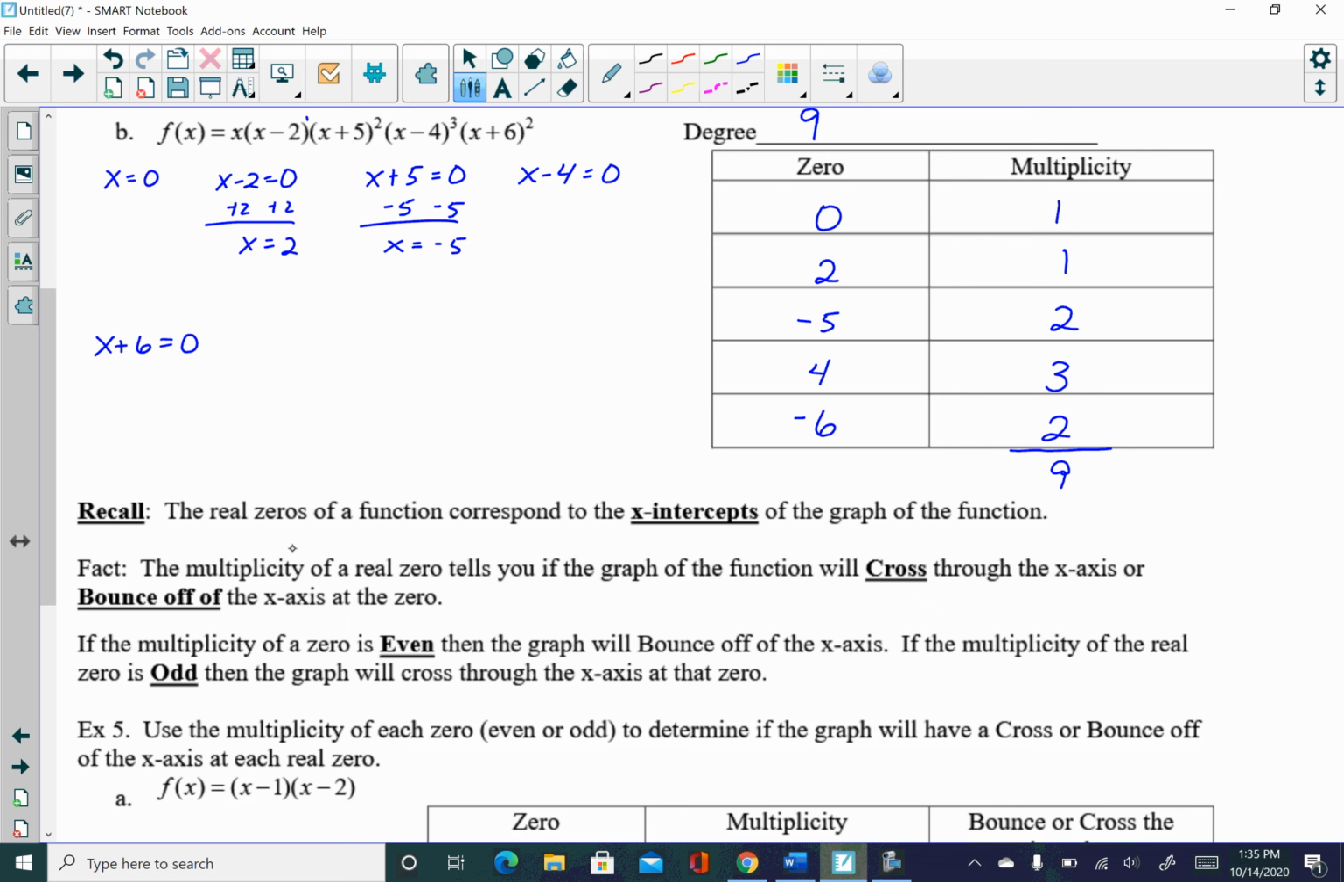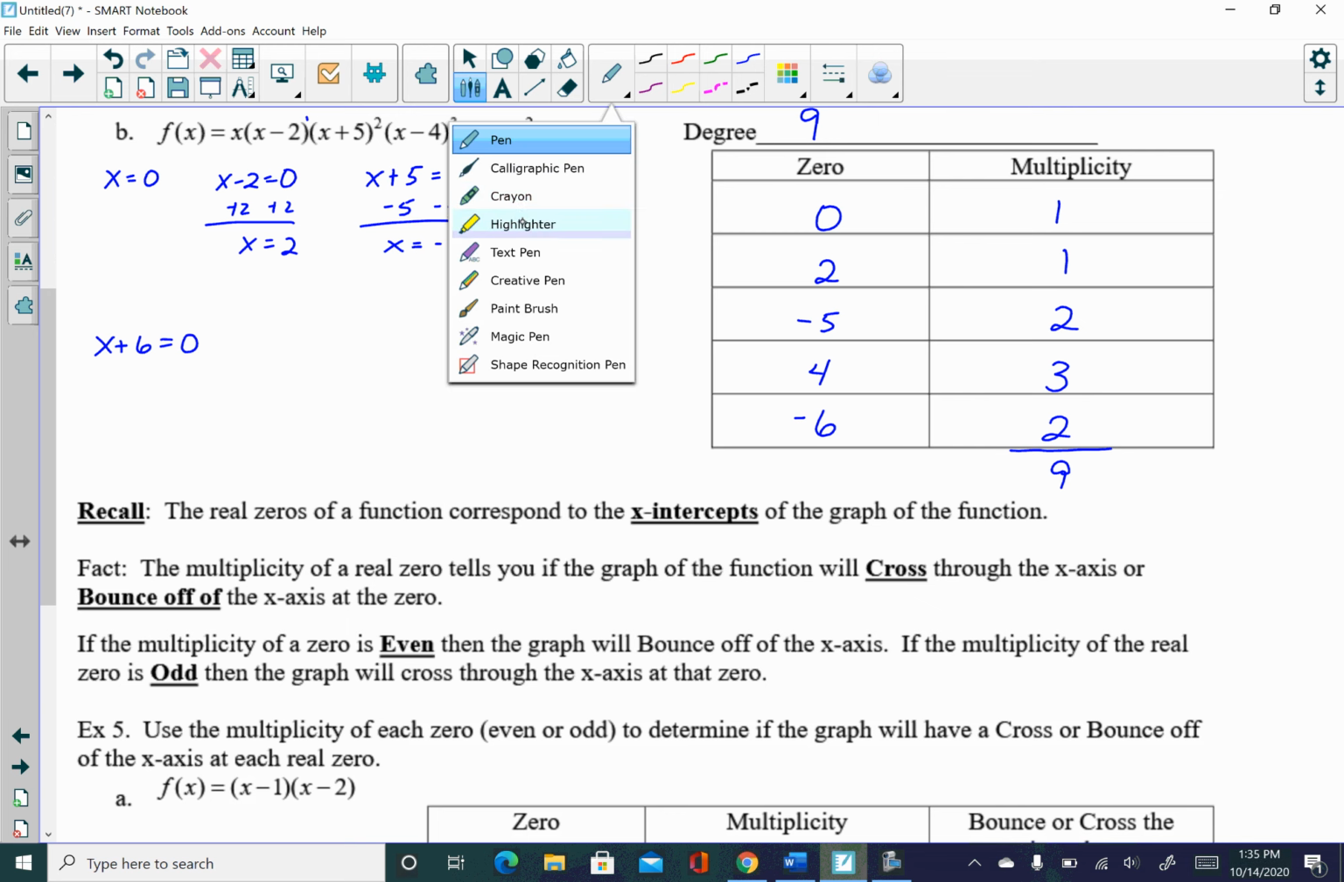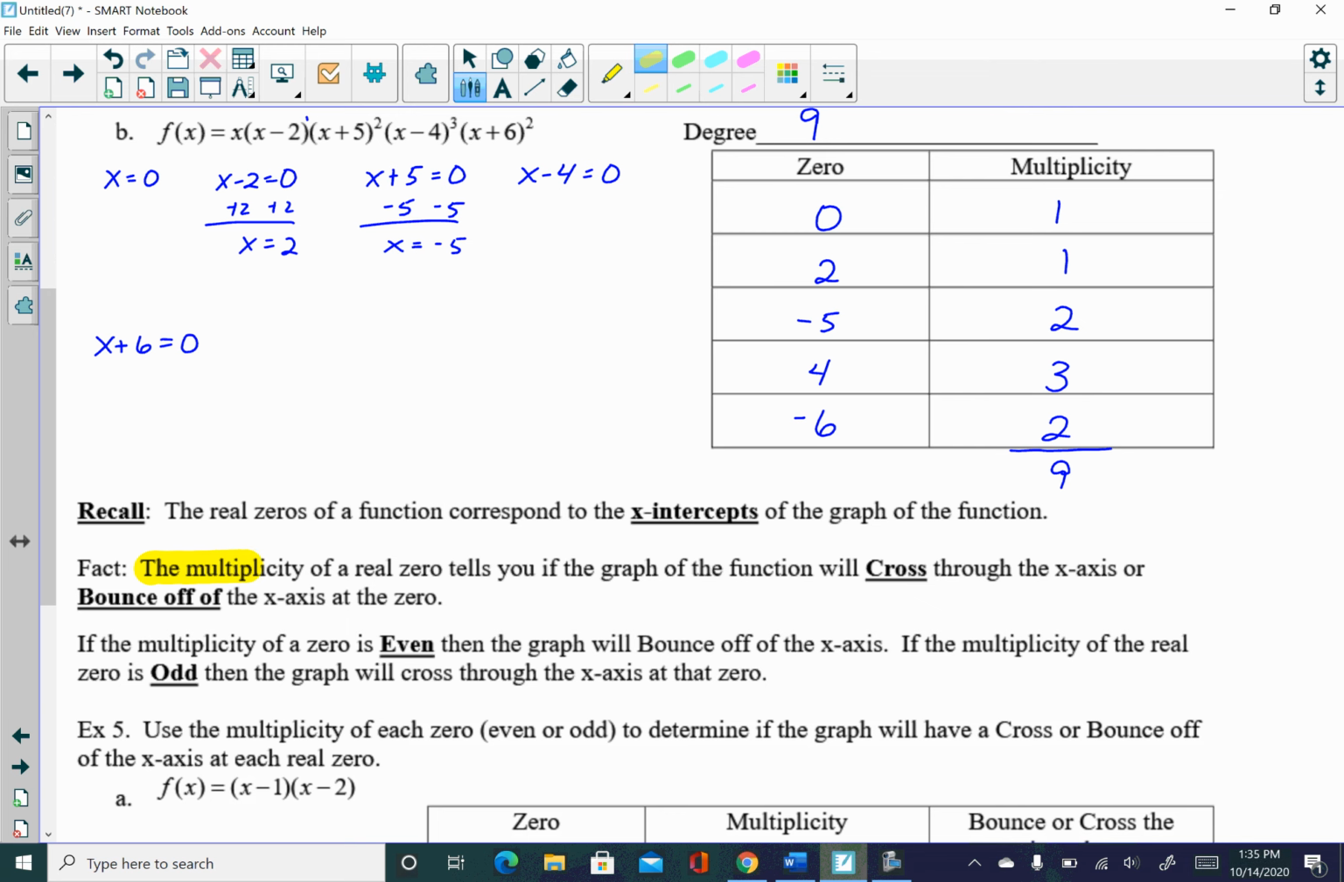The fact just below here says, and I want to highlight this because this is important, the multiplicity of a real zero tells you if your graph will cross through the x-axis or if it will bounce off of the x-axis. When you have an even multiplicity, then your graph is going to bounce off of the x-axis. When your multiplicity is odd, then the graph will cross through the x-axis at that particular zero.